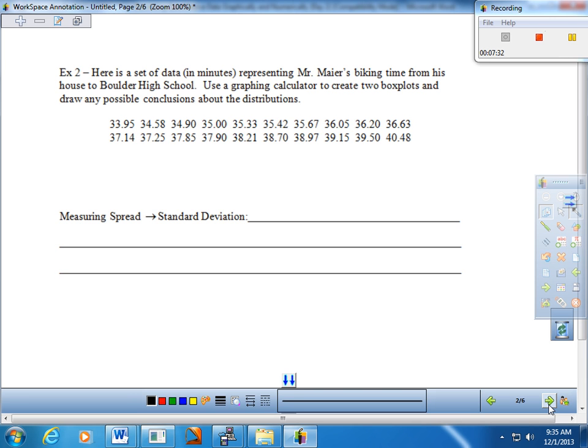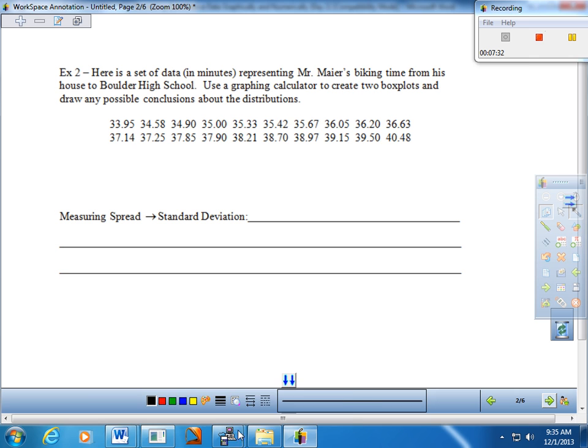and draw any possible conclusions about the distribution. So what we're now going to do, everybody, is put in the 2 distributions. Me riding home in the afternoon, that would be the distribution from example 1. And me riding from home to Boulder High in the morning, this would be the distribution in example 2. Let's see if we can put them both in. I actually have mine both in, but I'll ask you to pause the video and get yours in, and then we'll compare and contrast a little bit.